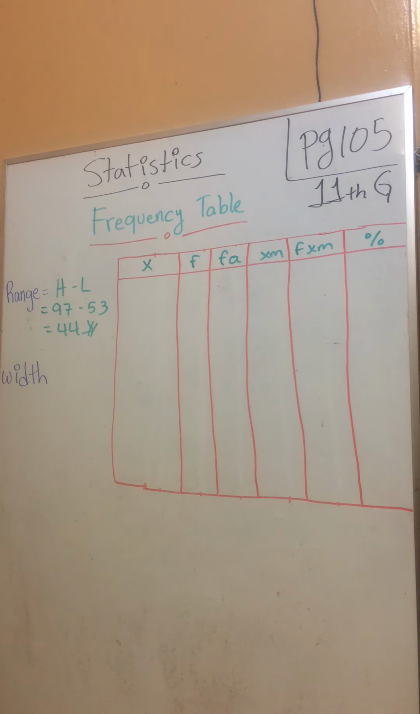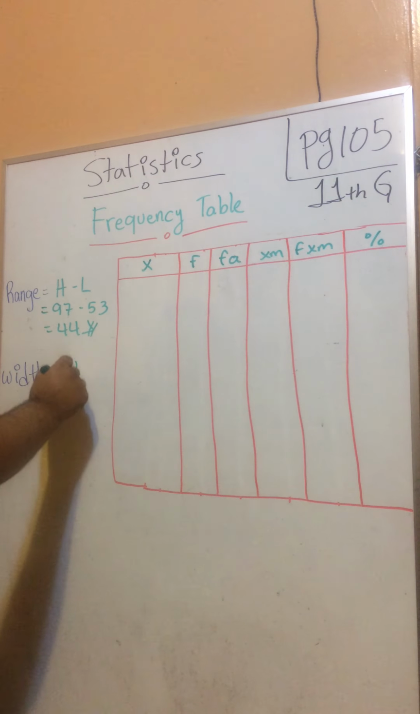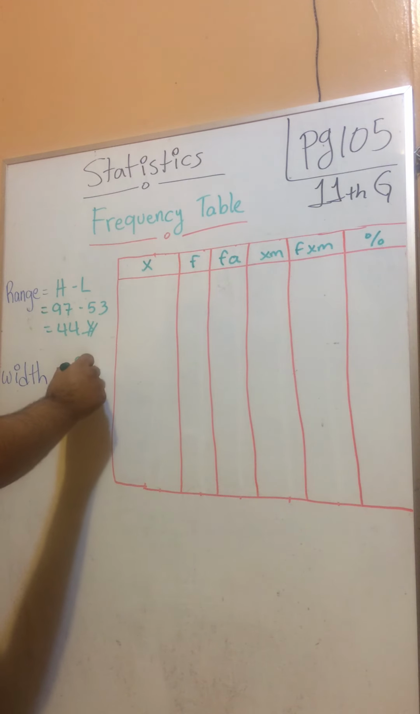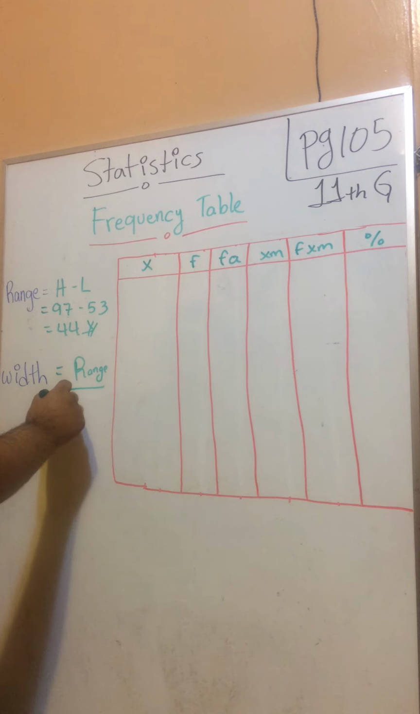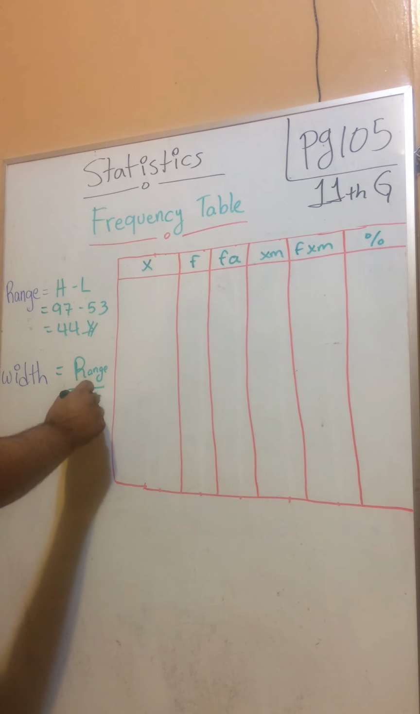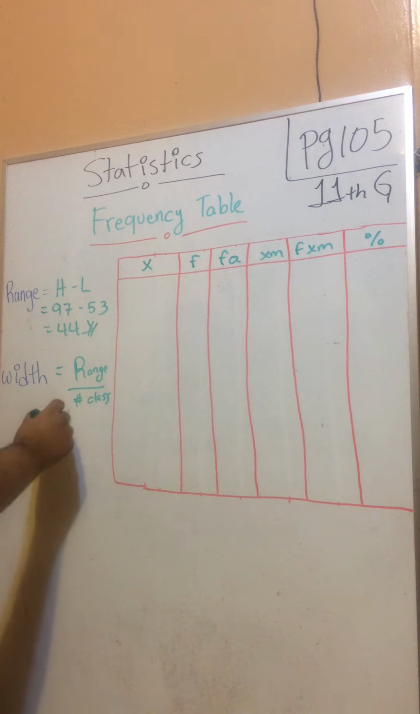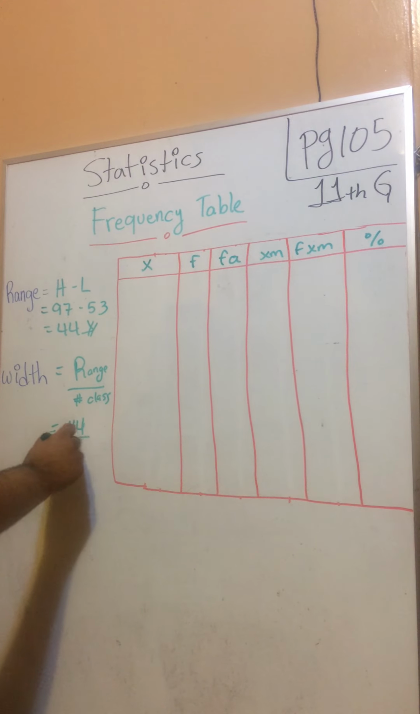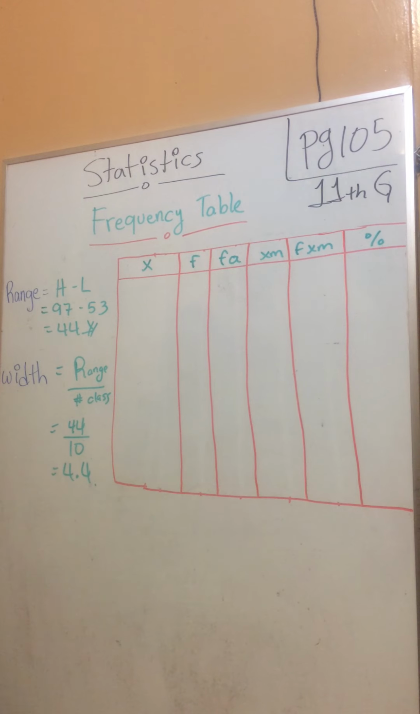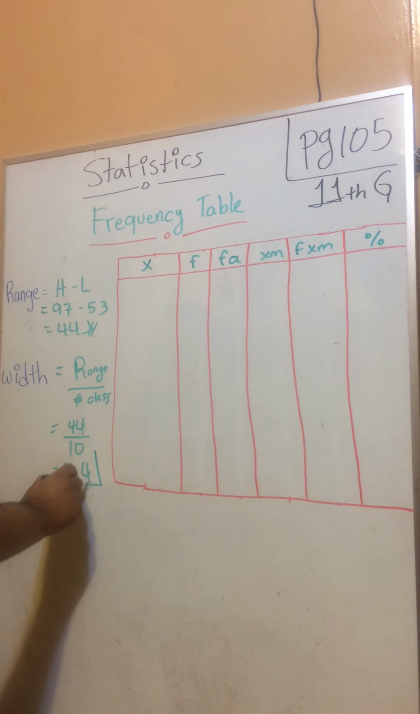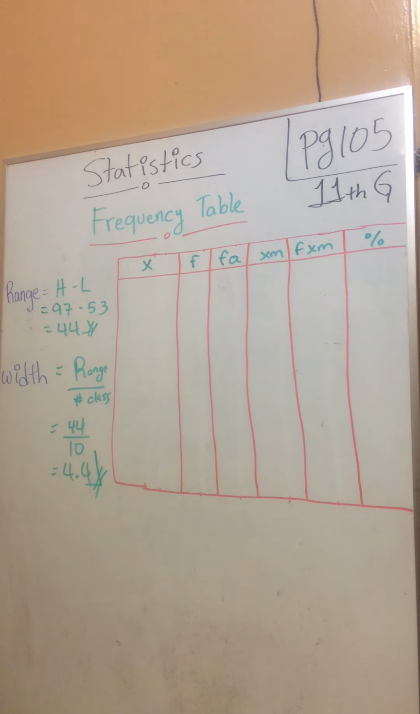Now the next number that we're going to need is the width. From the previous lesson, we know that we can calculate it by dividing the range by the number of classes. We know that the range is 44, and we know that the number of classes is 10. That's going to be 4.4, and that is the width of each interval.